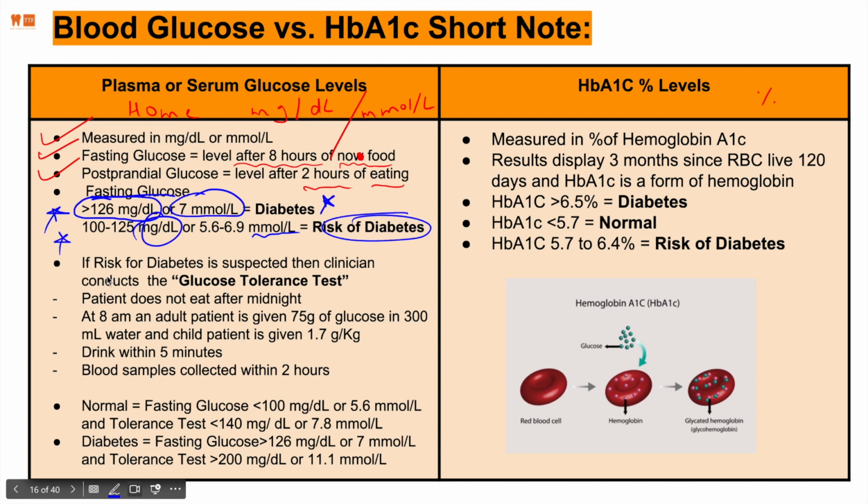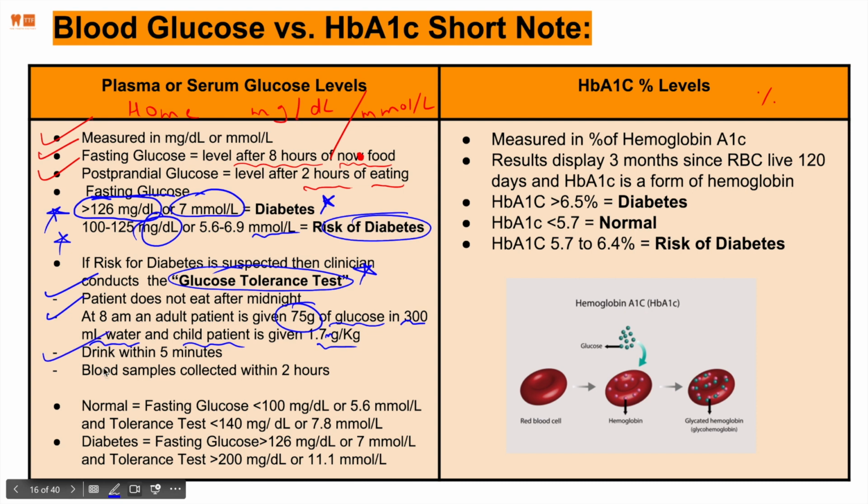Therefore, if risk for diabetes is suspected, then the clinician must do glucose tolerance test. How do we perform glucose tolerance test? Well, patient does not eat after midnight. At 8 a.m. in the morning, an adult patient will be given 75 grams of glucose in a 300 milliliter water container. And a child patient will be given 1.7 milligrams per kilograms.